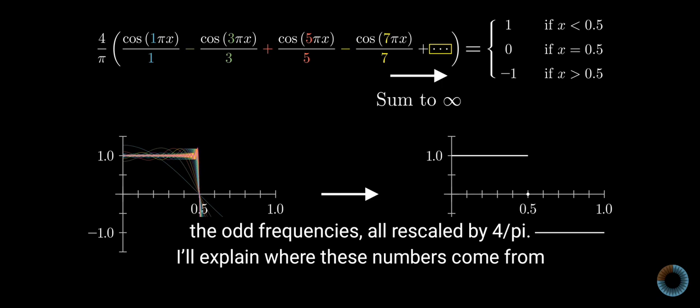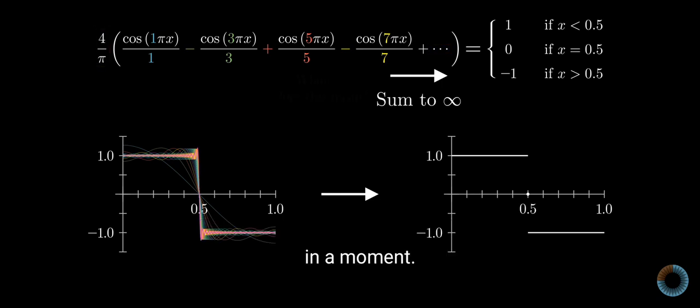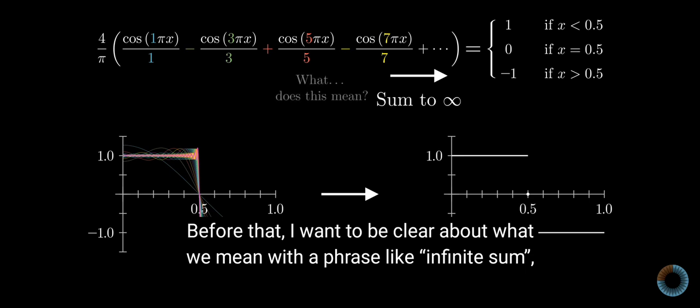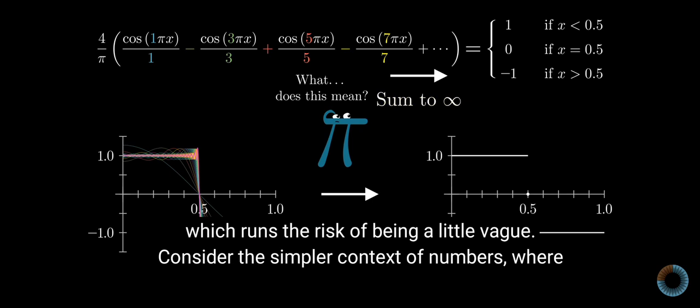is rescaled by 4 divided by pi. I'll explain where those numbers come from in a moment. Before that, it's worth being clear about what we mean by a phrase like infinite sum, which runs the risk of being a little bit vague.